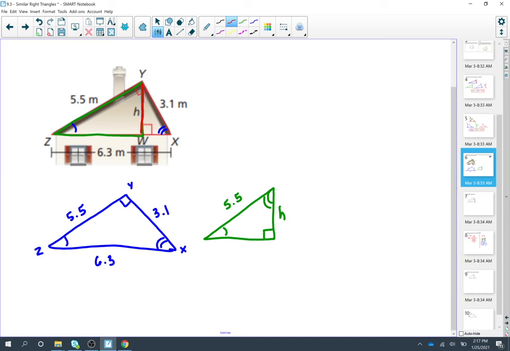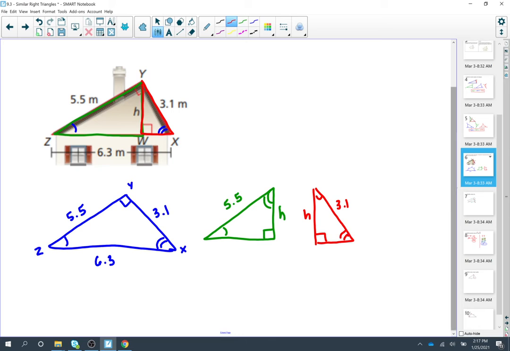Then I'm going to draw this guy. W is still our 90. X had the 2, which means Y is going to be the 1. This is still our height, and then over here we have 3.1 meters, and down at the bottom, again, we don't actually know, so leave it blank.